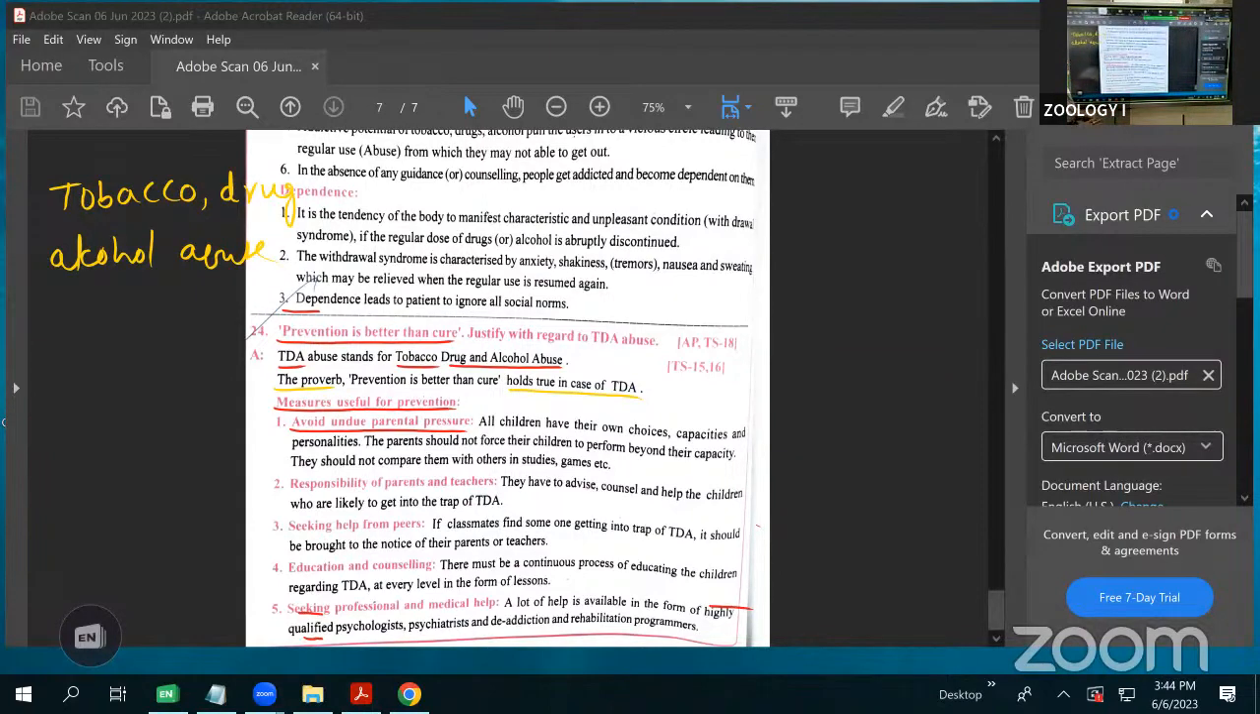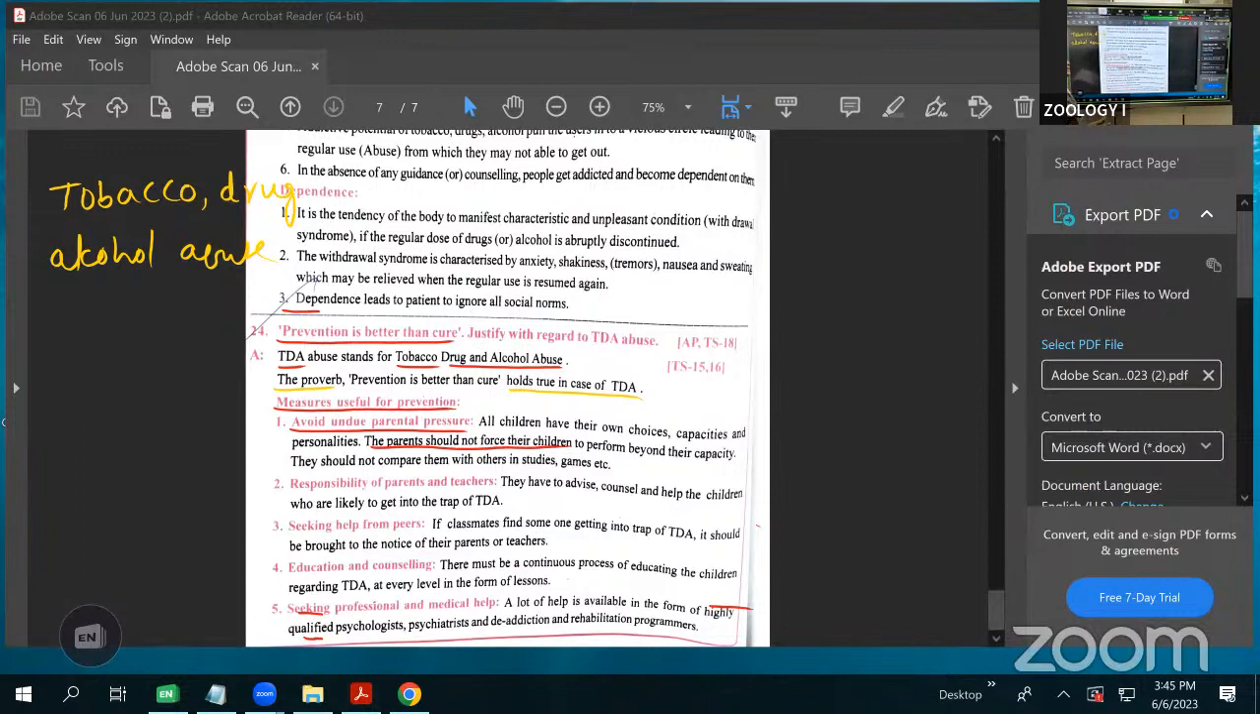What it means is that all the children have their own choices. They have their own capacities and personalities. Each and every child has their own choices, own capacity, and personalities. The parents should not force their children to perform beyond their capacity.